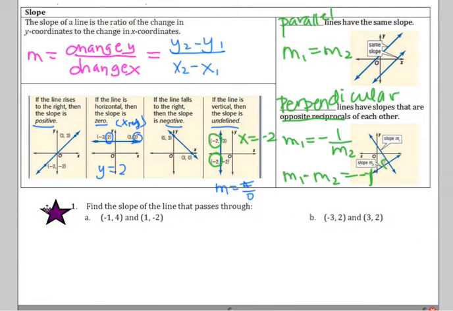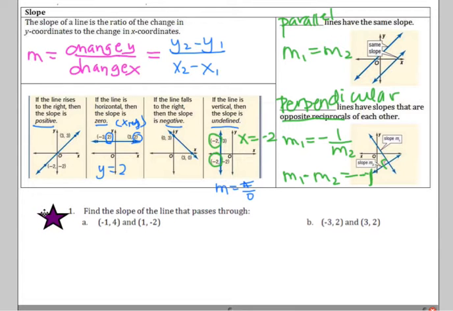So example 1, it says find the slope of the line that passes through the 2 points given. Okay, so this is where we're going to go ahead and use our slope formula. So my slope is equal to y2 minus y1 over x2 minus x1. I want to point out, it doesn't matter which y value you go with first, as long as you stay consistent. So if I pick this y value, I subtract this one, and I do the same order for my x's. Okay, this would work out.